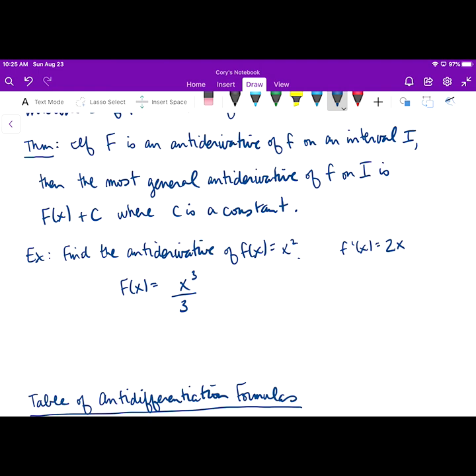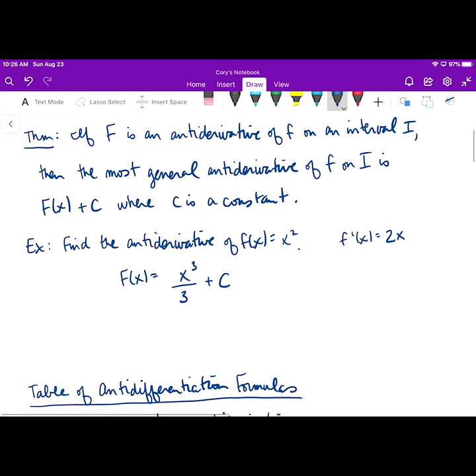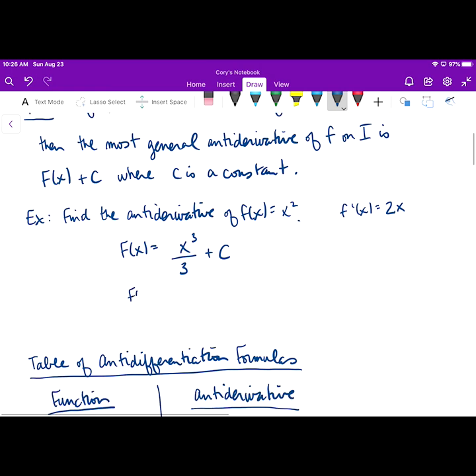And then that factor of 3 on top will cancel with the factor of 3 on bottom, thereby making its derivative x squared. And then the last thing we have to add, anytime we take an antiderivative, is a constant c, again, because when we differentiate capital F of x, the derivative of that constant is going to wind up becoming 0.